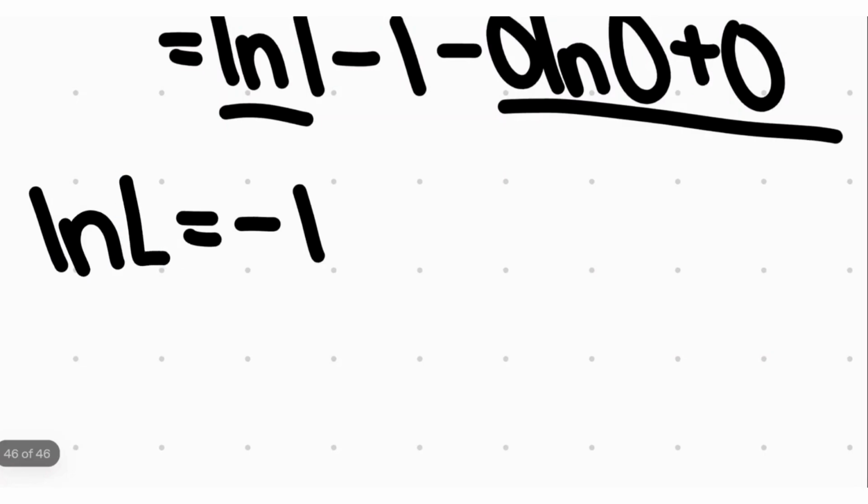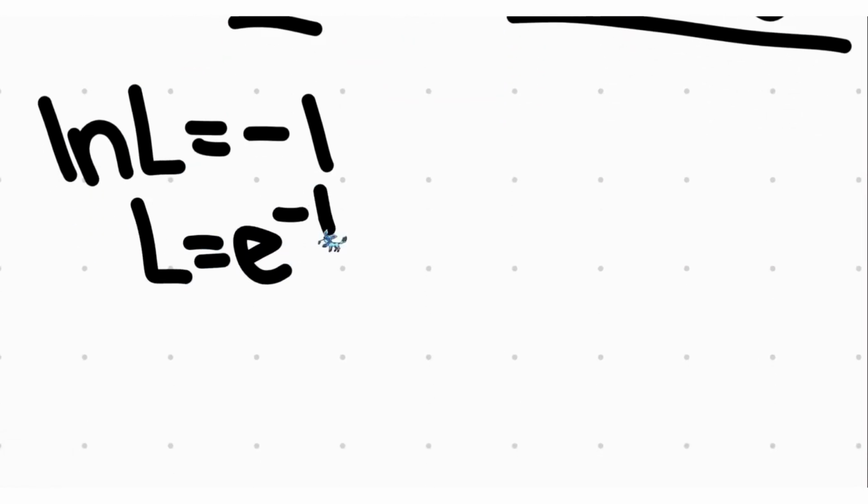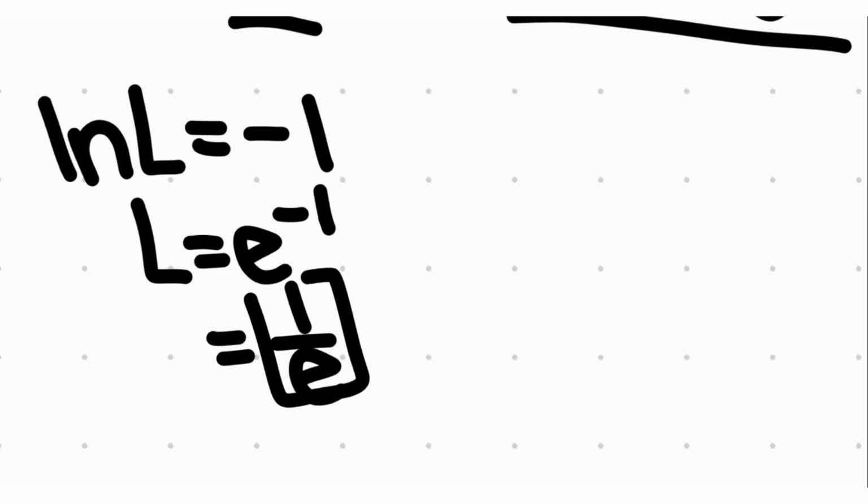And finally, we know that this is equal to the natural log of L. So L is equal to e to the negative 1 power, which is equal to 1 over e. And we are done.